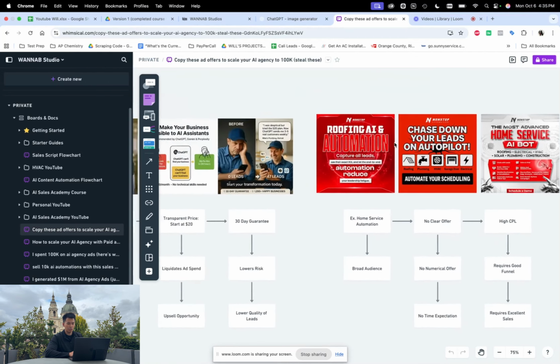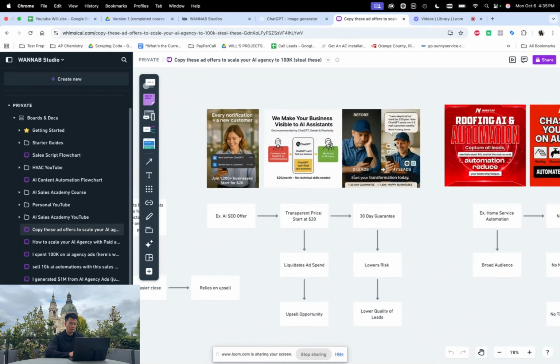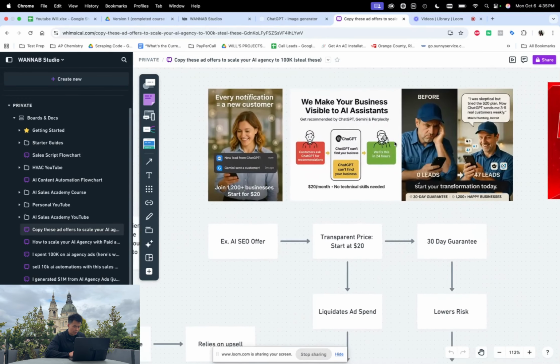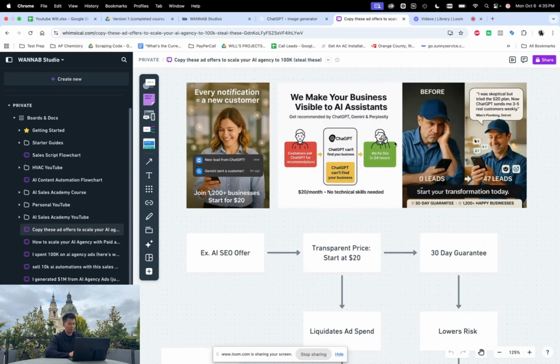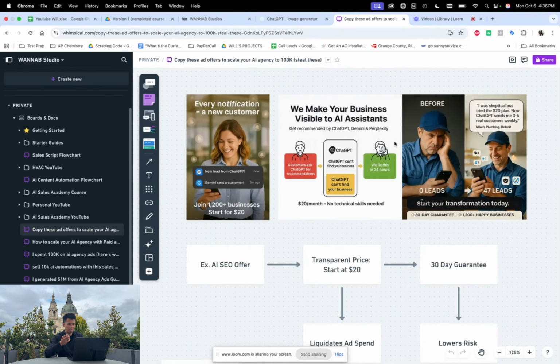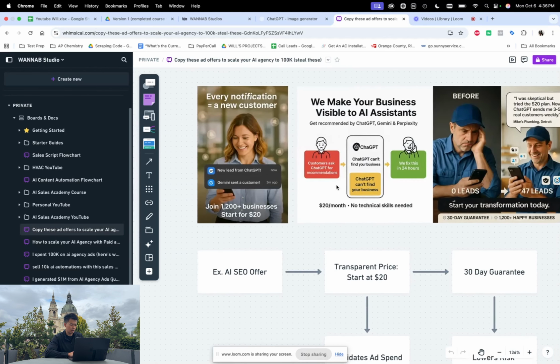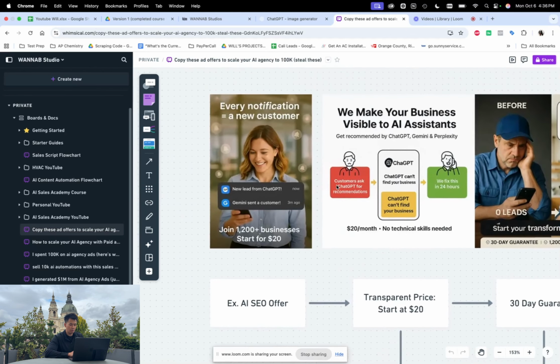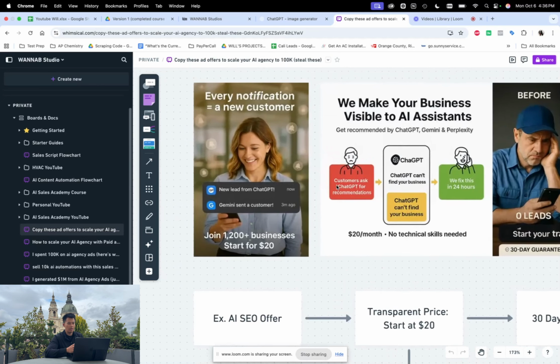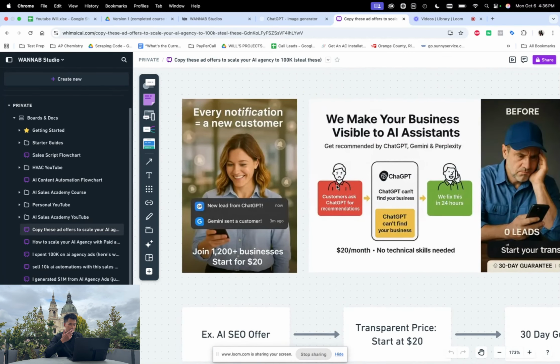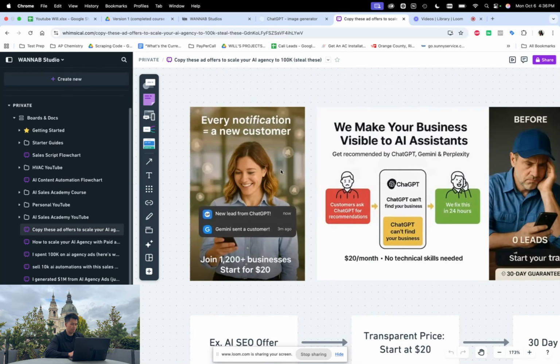But back to an actual good example of ads, right? So here we have an AI SEO offer where I guess this company is indexing a business on ChatGPT and different AI search algorithms, and so the offers are, I would say, pretty good, and they speak to a specific ICP in some of their ads, and they have a lot of creatives that they're testing, right?